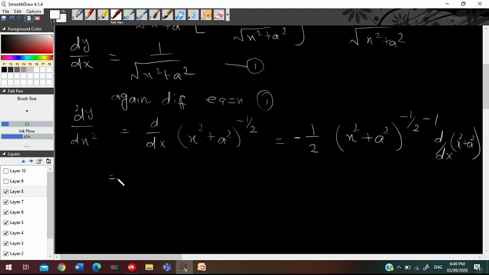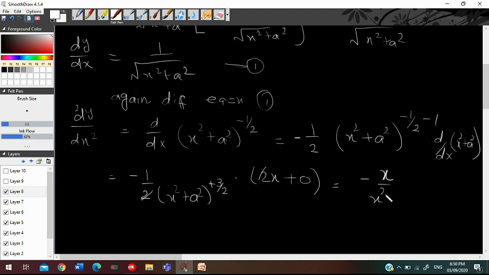When you simplify it, minus 1 by 2 into (x square plus a square) to the power, not minus 3 by 2, and then 2x plus derivative of a square, which is 0. Derivative of a square is 0. So this 2 is cancelled with this 2, and finally you have minus x divided by (x square plus a square) whole power 3 by 2. This is your second derivative.